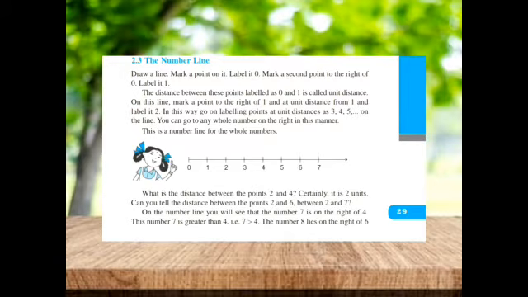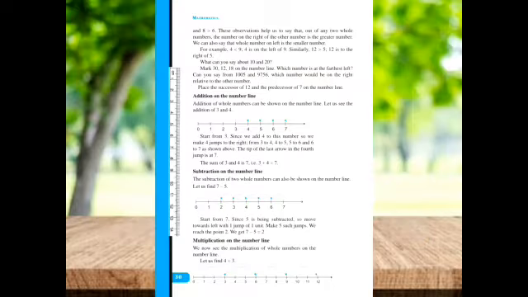You know the greater than symbol, children? The number 8 lies on the right of 6 and 8 is greater than 6. For example, 4 is less than 9. That means 4 is on the left of 9.